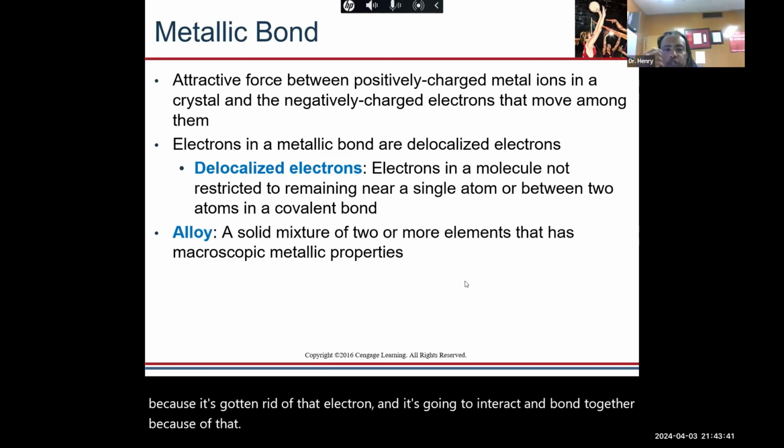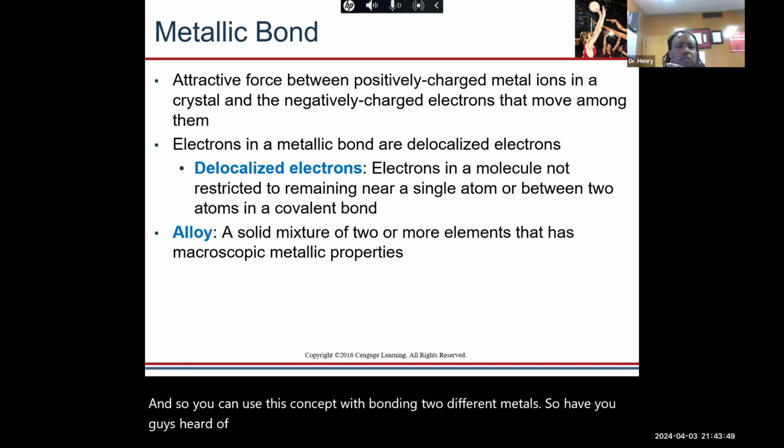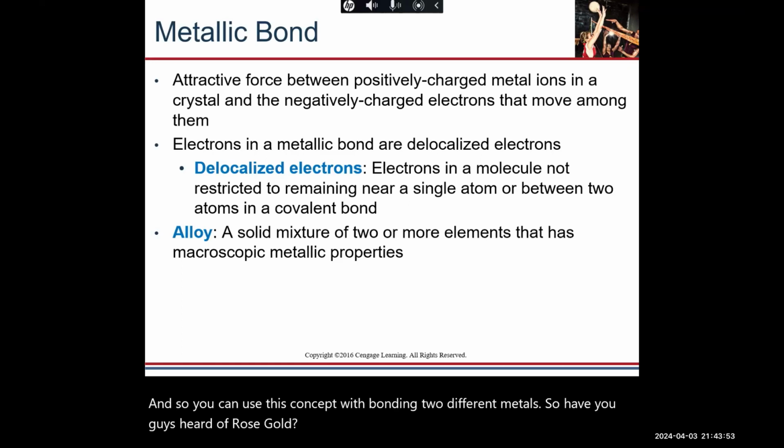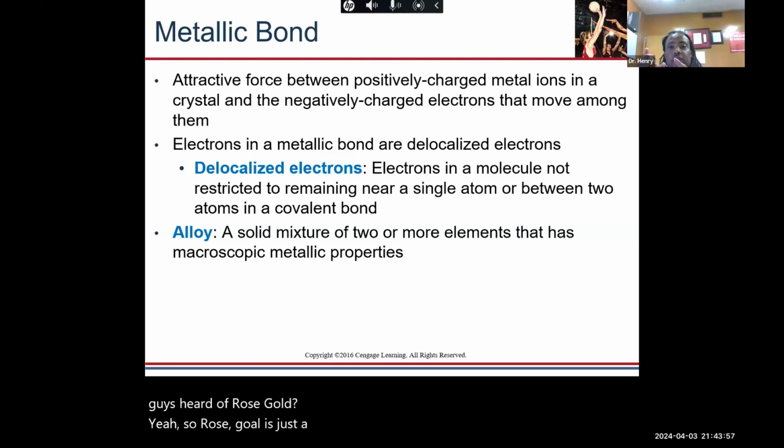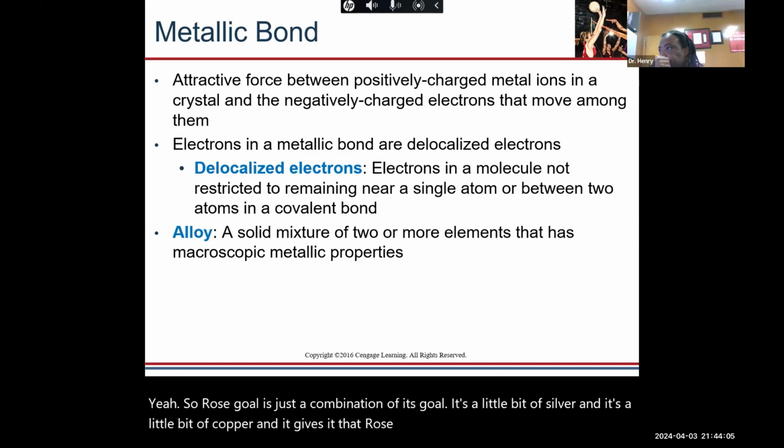And so you can use this concept with bonding two different metals. Like, have you guys heard of rose gold? Yes. Yeah. So rose gold is just a combination of gold, a little bit of silver, and a little bit of copper. And it gives it that rose color.